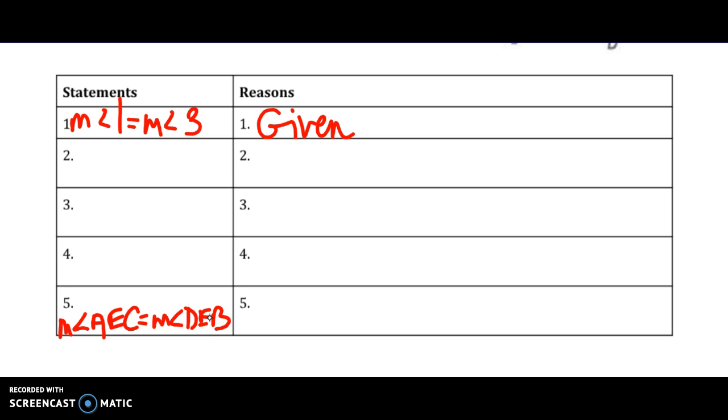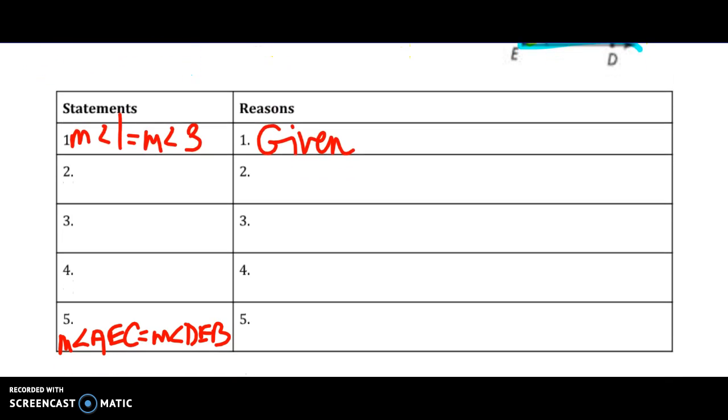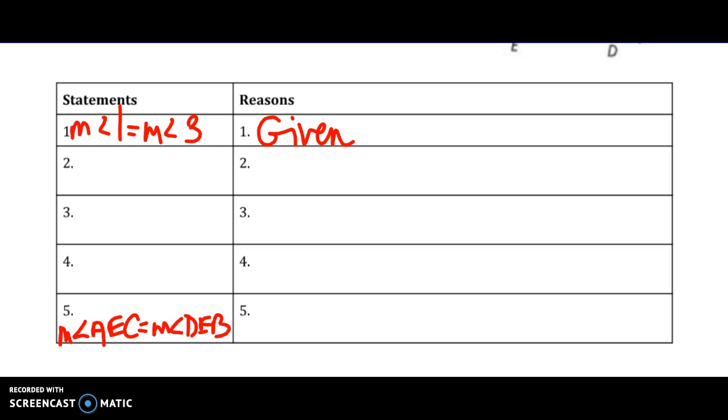And now I have to figure out how I'm going to get there and what the final reason is going to be that I'm able to show that. Well, first things first, I need to somehow get angle 1 and angle 3 into an equation together. So let me break down those angles that we have. So the measure of AEC is equal to the measure of angle 1 plus the measure of angle 2. And the measure of angle DEB equals the measure of angle 3 plus the measure of angle 2.